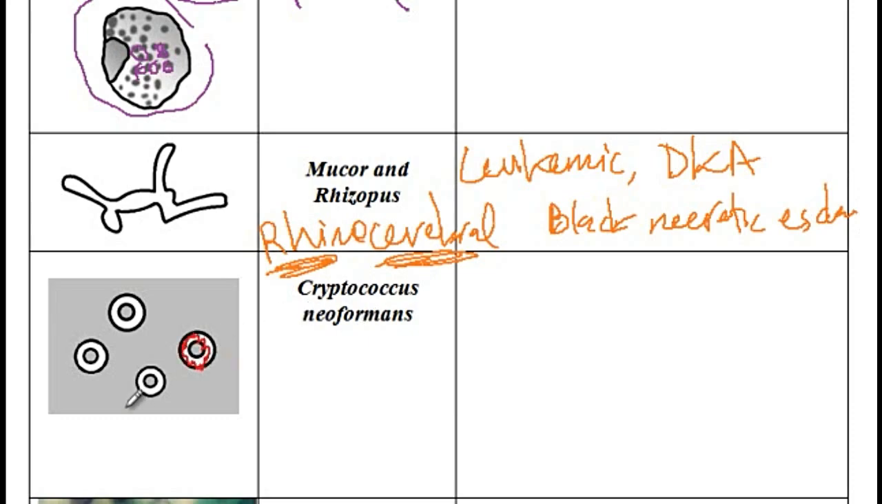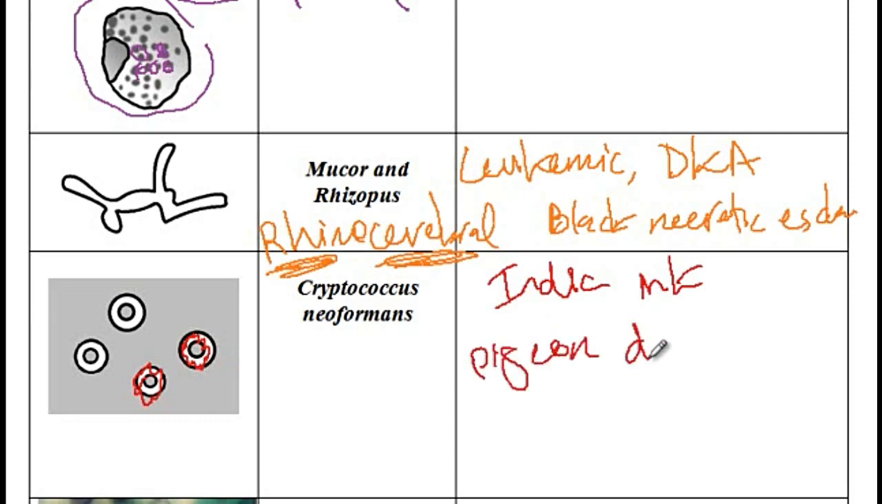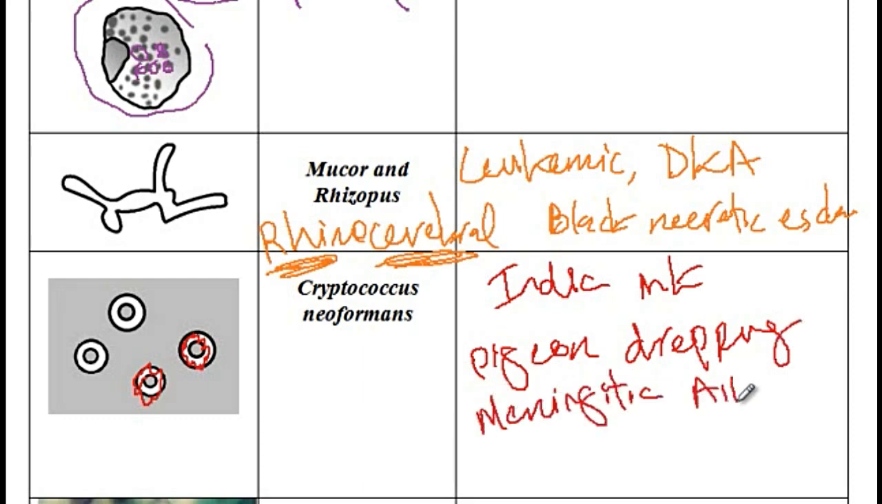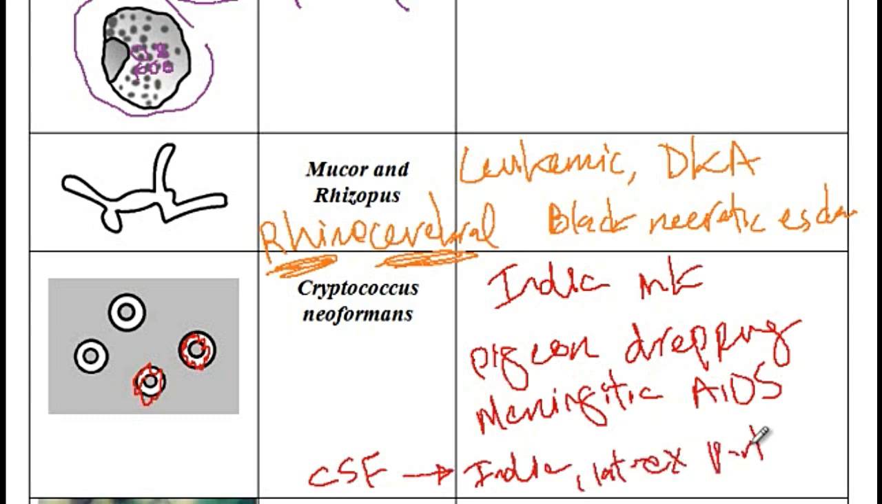The next infection is Cryptococcus neoformans, which is a heavily encapsulated yeast. So here you can see that it's heavily encapsulated. It can be stained with India ink and is commonly found in pigeon droppings and is a common cause of meningitis in AIDS patients. So if you have signs of meningitis in an AIDS patient, you can obtain the CSF and then stain it with India ink or label it with latex particle agglutination to look for the capsular antigen.